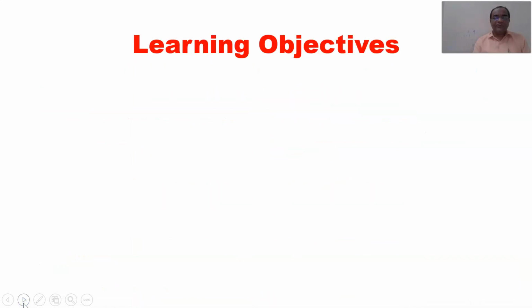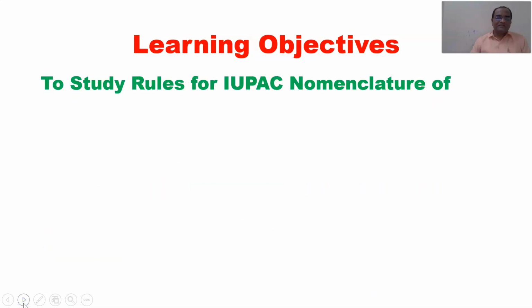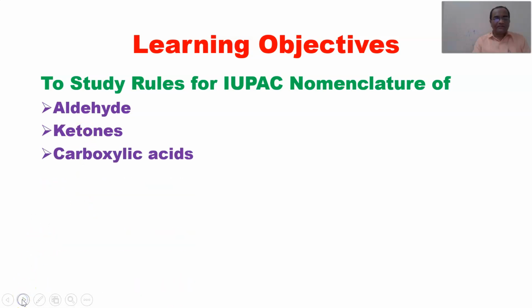Let us see the learning objective of this session. In the last session, we have studied the IUPAC nomenclature of some classes of compounds. In this session, we will study the IUPAC nomenclature rules for aldehydes, secondly ketones, carboxylic acids, esters, amides, and anhydrides. So these are the classes that we will study in this session.